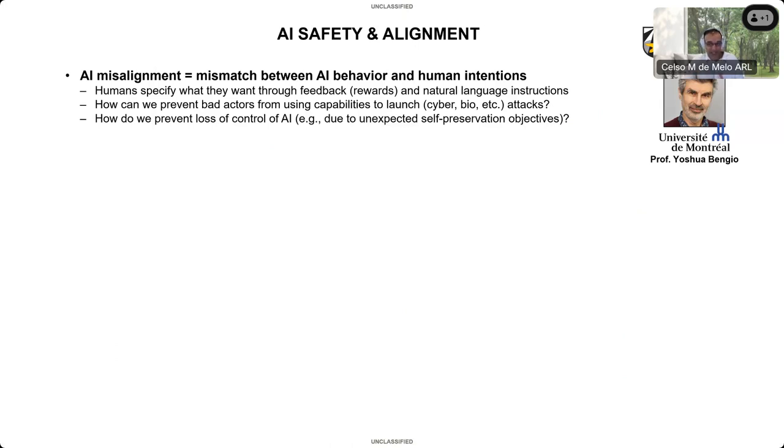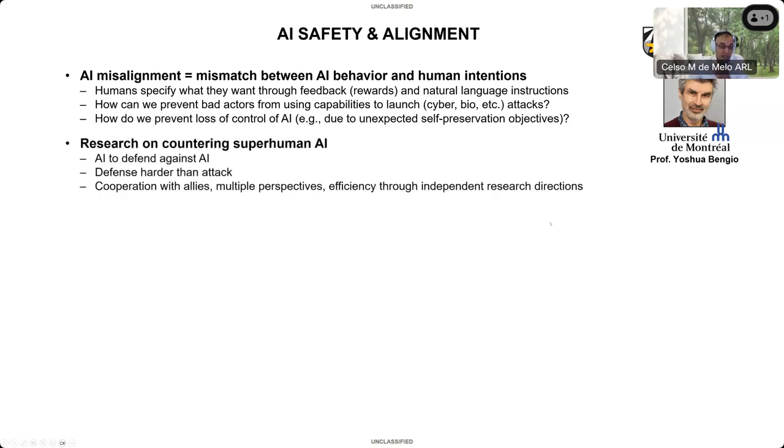Because the way we control these systems is very different. We're just providing natural language input or something like that. And so therefore, it's an unusual way of controlling these systems. How can we prevent bad actors from using these capabilities to do bad things? And perhaps more forward looking, how do we prevent loss of control of AI, for example, due to unexpected self preservation emergent goals?